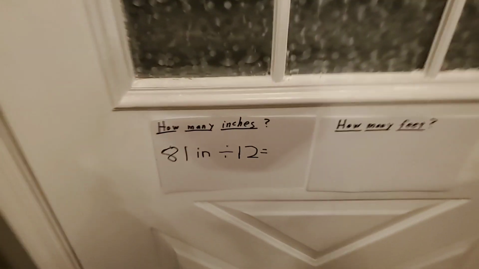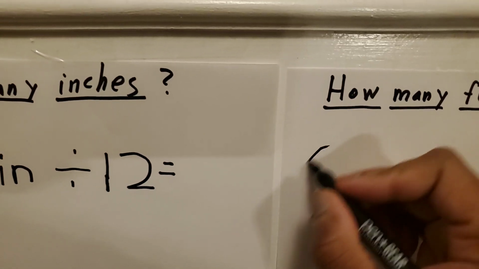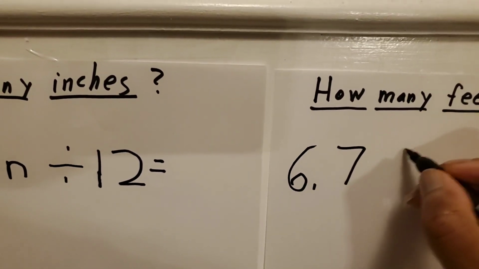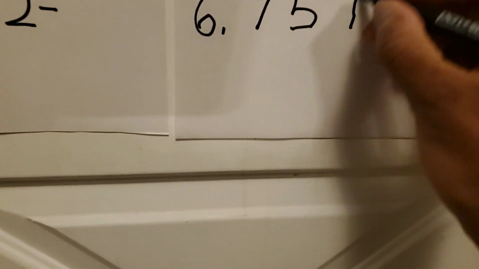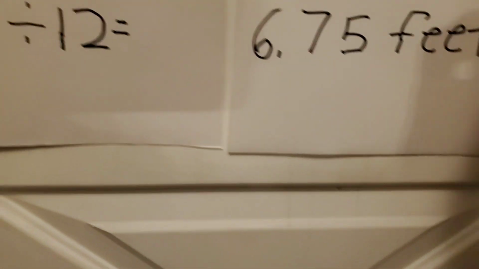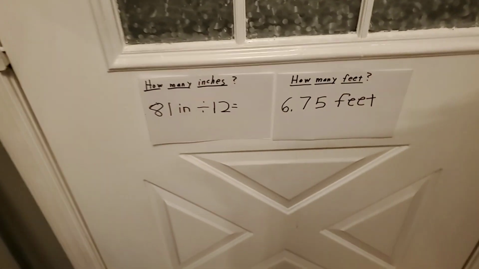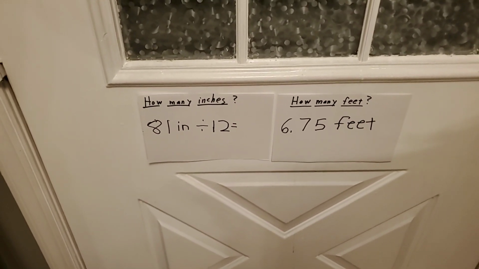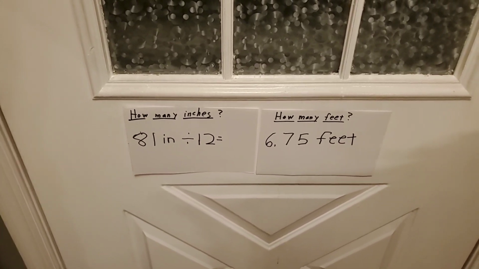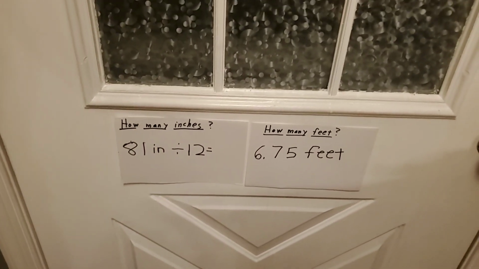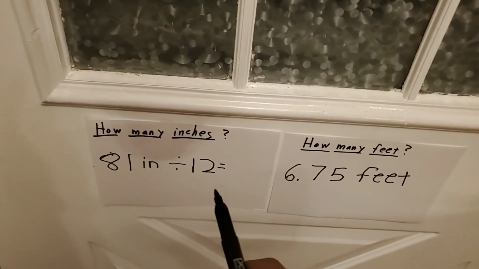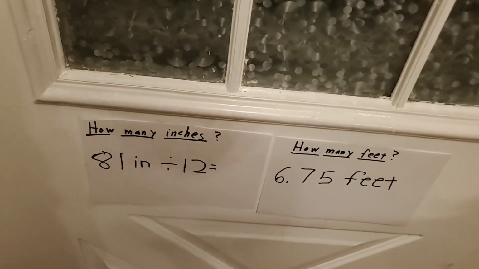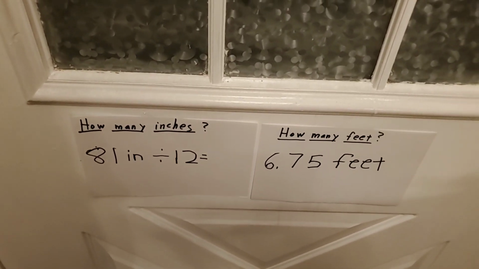if you calculated 6.75, you are correct. 6.75 what? We measured in inches, but now we're turning it into what? We're turning it into feet. So this door has two measurements. I could say it's 81 inches tall, or I could say it's 6.75 feet tall. How did I turn it to 6.75 feet? I took 81 inches divided by 12 because there are 12 inches in a foot. So 81 inches divided by 12 equals 6.75 feet.